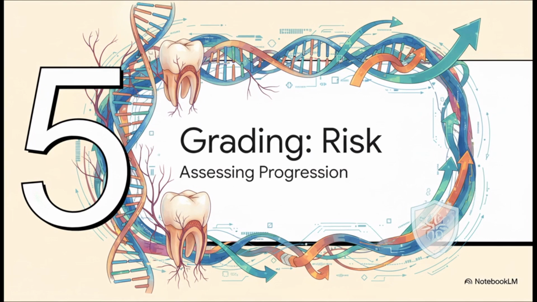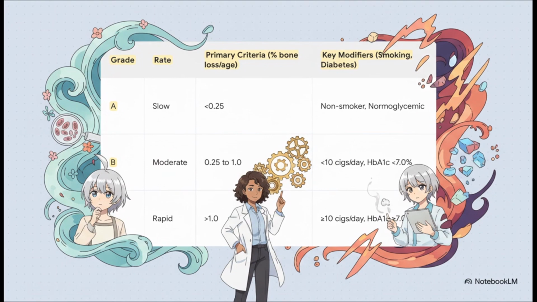All right, let's switch gears. Section 5, grading, which is all about risk and progression. So if staging tells us about the damage that's already been done, the severity right now, grading gives us a peek into the future. It's about the biology of the disease, how fast it's moving, and what the patient's future risk looks like. So this table here shows you how to figure out a patient's grade. It goes from grade A for slow progression all the way to grade C for rapid progression. Here's a great tip. You should start by assuming every patient is a grade B, a moderate rate. Then you look for evidence that would either shift them down to A or up to C.